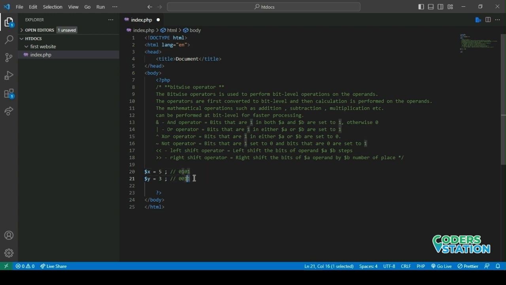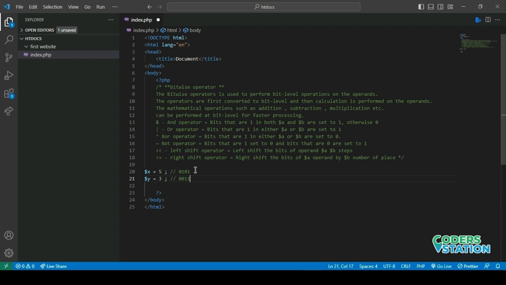Similarly here 1 and then 1 and then 2. So 1 plus 2, 3. So 3. Now let's see an AND operator. Bits that are 1 in both $x and $y, which both have 1, then it is set to 1. So here we have 1 and 1. So then the answer will be set to 1, otherwise 0.